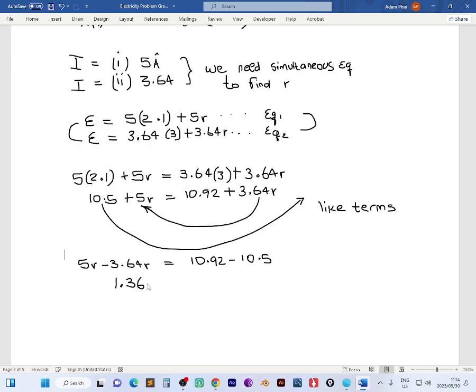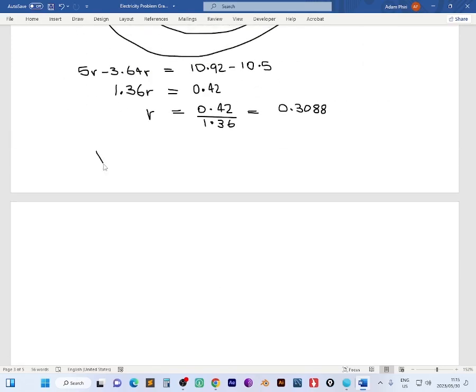Then we simplify, and find out what the difference makes on both sides. On the left hand side we have 1.36R, on the right hand side we have 0.42. Now R will be 0.42 divided by 1.36. So that gives us the value using the calculator, 0.308588. Yeah. So coming back, we move on.